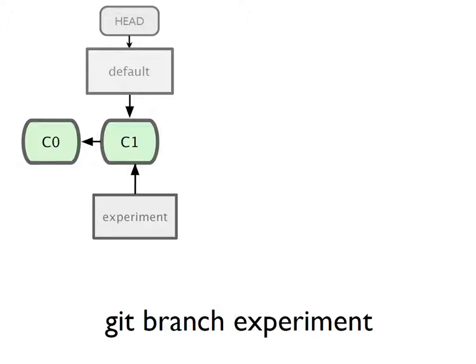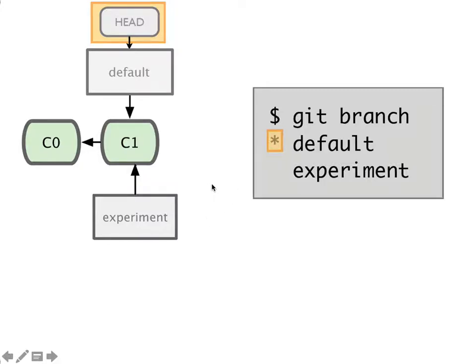I want to try out some idea to see if this works for what I want in my code. So I say git branch experiment. That makes a new branch called experiment, which gives me this blob. And because I didn't say anything else, there are two branches, default and experiment. And notice it's got a little star next to the default.